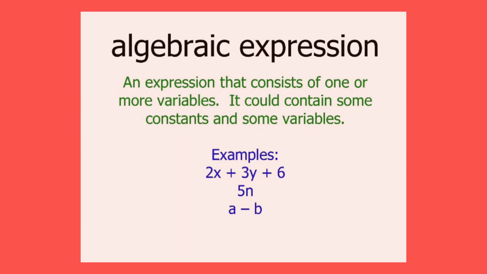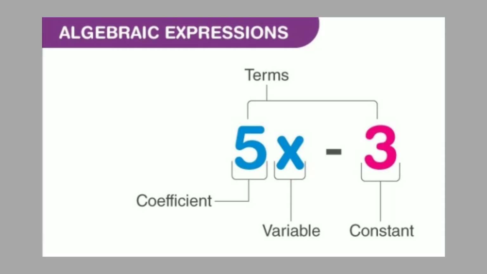See another example of algebraic expression. In the given example, we see the parts of an algebraic expression. Example number 1, 5x minus 3. 5x and 3 are terms. In 5x, 5 is the coefficient of x and x is a variable, and 3 is a constant. This means the parts of an algebraic expression are terms, constants, variables, coefficients, and mathematical operations.